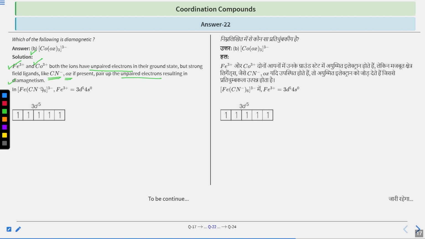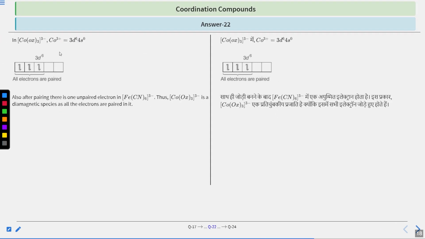So in iron CN negative whole 6 3 negative, Fe3 positive, Fe is having 3 positive as the oxidation state. So the configuration will be 3d5 4s0. You can see this is the 3d5 diagram, right? All the electrons are unpaired electrons. But because the cyanide negative is a strong field ligand, that's why they get paired up.